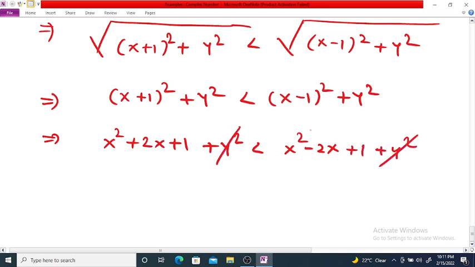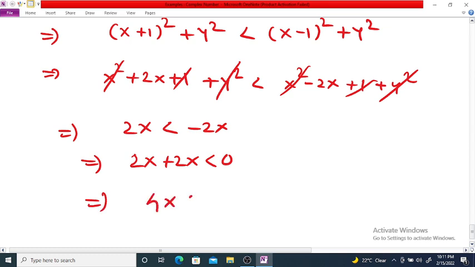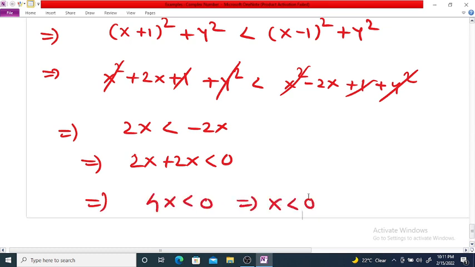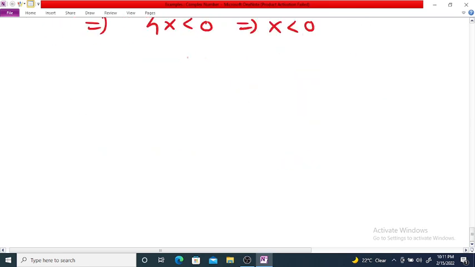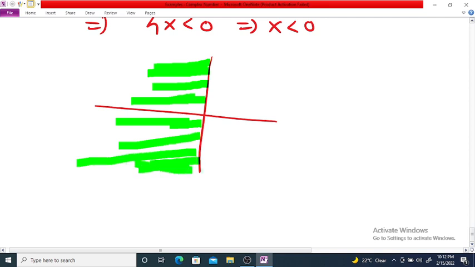So this y², this x² and 1 will get cancelled here. This implies 2x < -2x. If we take this -2x to this side, we get 2x + 2x < 0, and this implies 4x < 0, and this implies x < 0. That is, the real part of z is less than 0. That is, this is the part where x is less than 0. In this part our x is less than 0. So this is the sketch satisfying this condition.